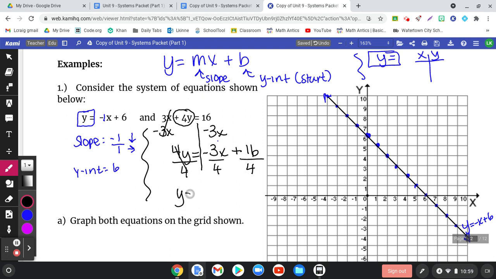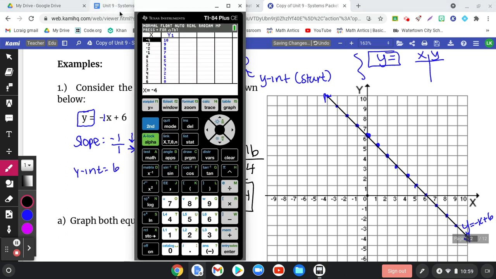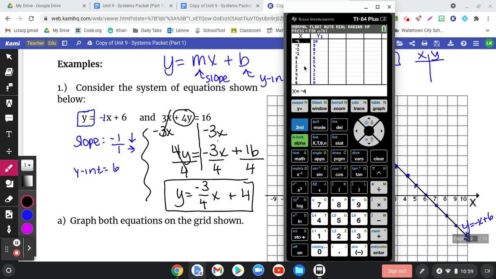So we're left with y equals... I can't divide that evenly, so I'm going to just leave it as negative 3/4 x. And then 16 divided by 4 is 4. So there's our equation we're working with. Remember, you can go right to the calculator at this point and get your points.